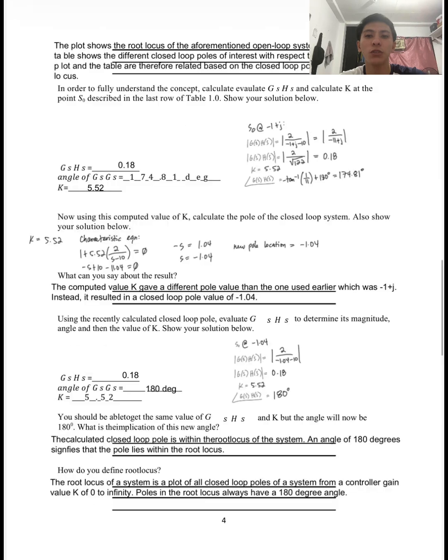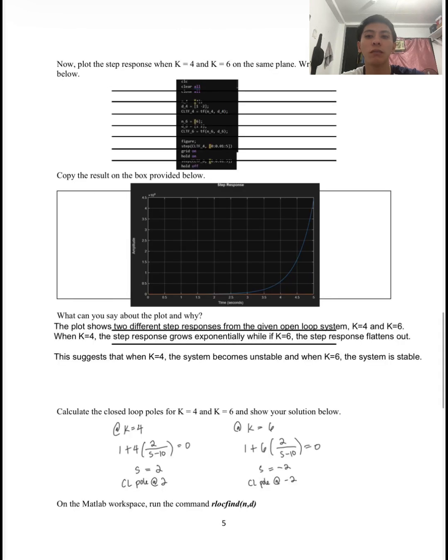MATLAB was also used with the rlocus command to generate the root locus plot. The plot and the table are directly related because the computed closed loop poles appear on the root locus graph. The report also defines root locus as the plot of all possible closed loop poles as the gain K changes from 0 to infinity.